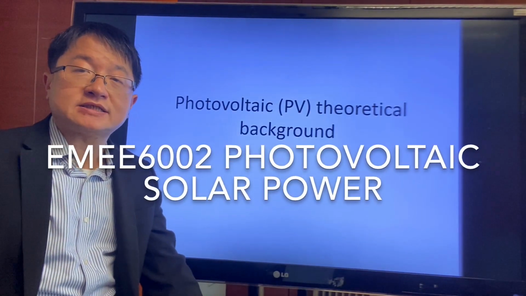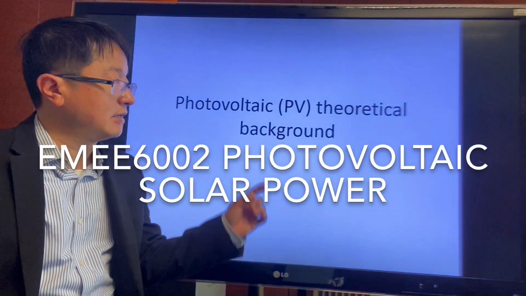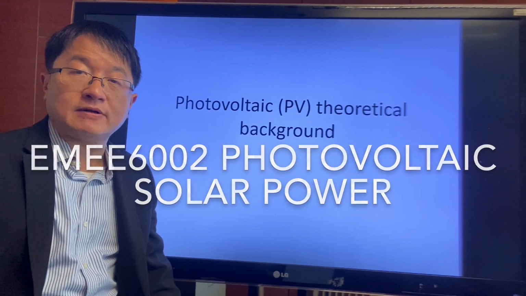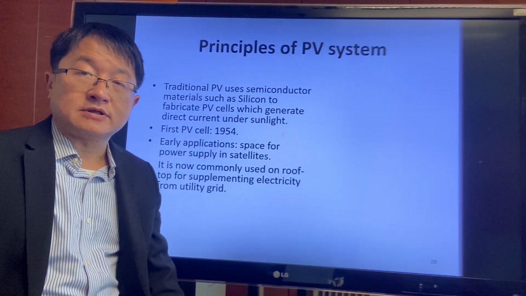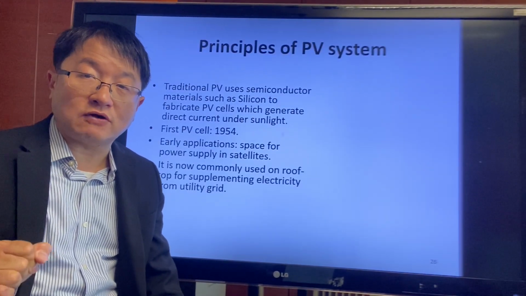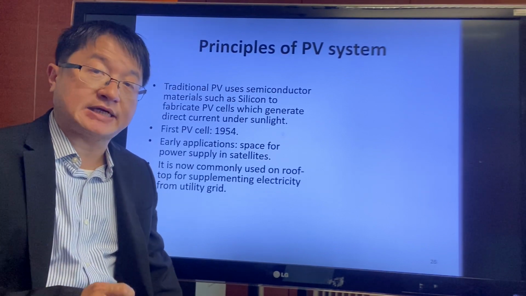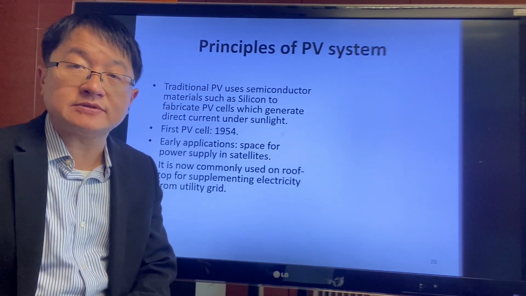Welcome to EMEE6002. This session is about photovoltaic solar power. So last time we talked about how to convert solar energies into heat energy directly through the solar thermal system.